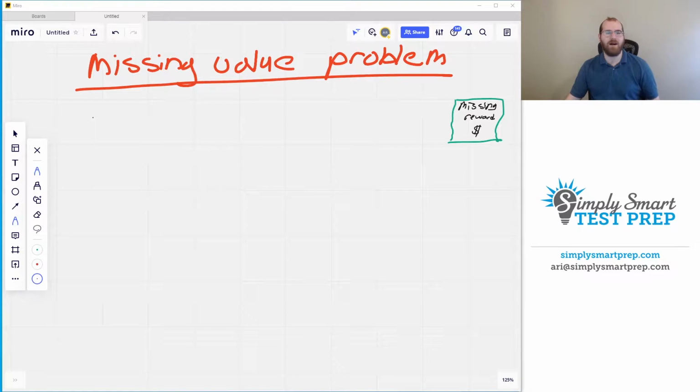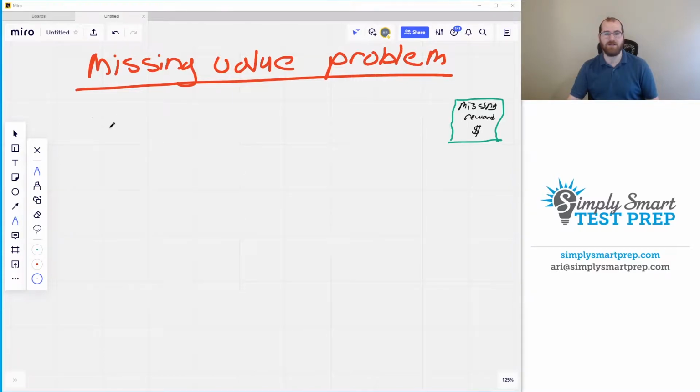Today we're going to talk about the missing value problem, and this is a problem on the SAT and ACT where you're given information about a set of values. Typically there's a missing value and you have to figure out what that missing value is based on the stipulations that are in the word problem.